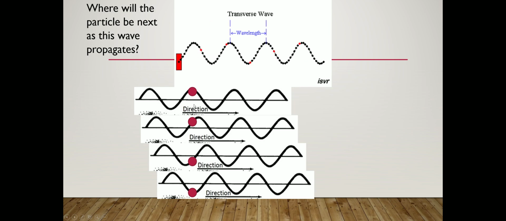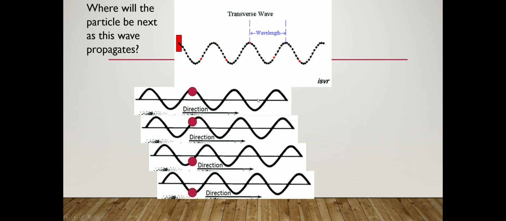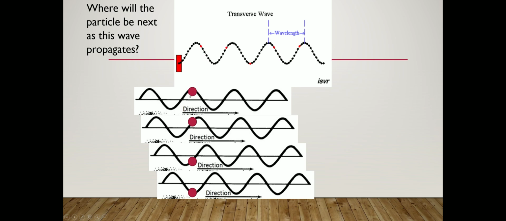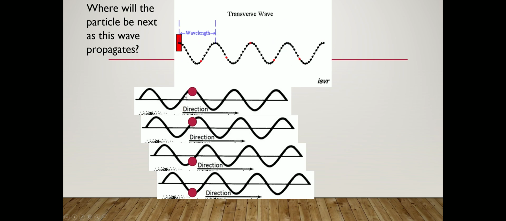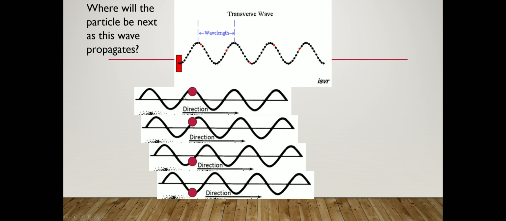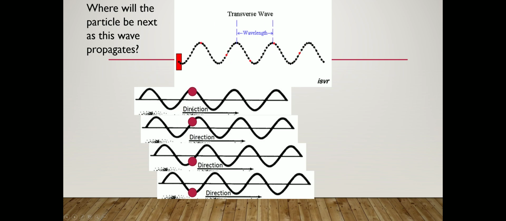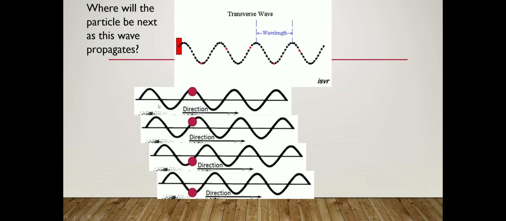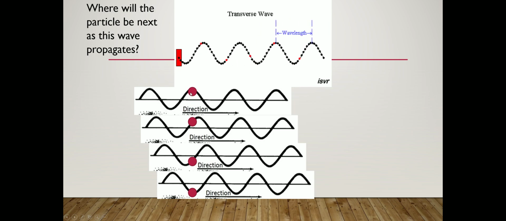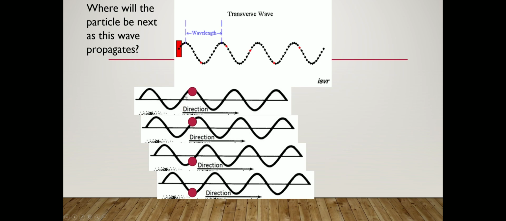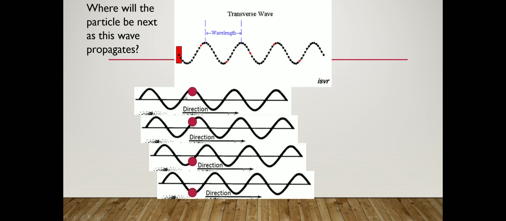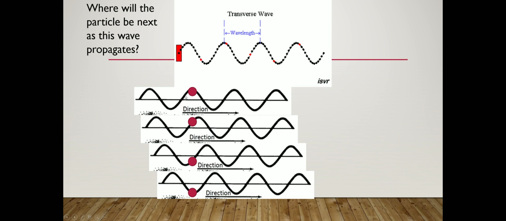As your wave moves, if your wave is moving to the right, all you have to do is take a look at the line of the wave to the left of this particle, right? So if this wave is moving to the right, look at the left side of the particle. And you see that this line right here, that's where it will be next. That's where this red particle will be next.